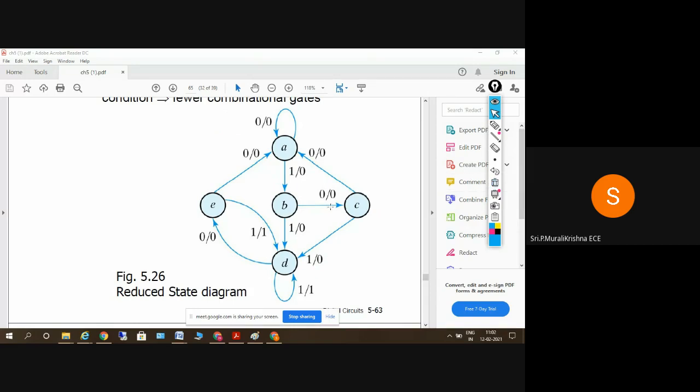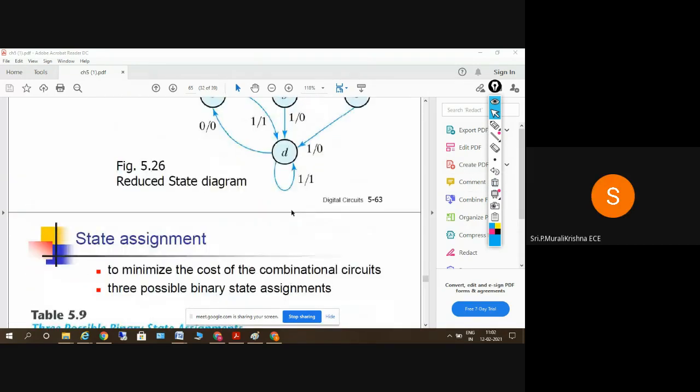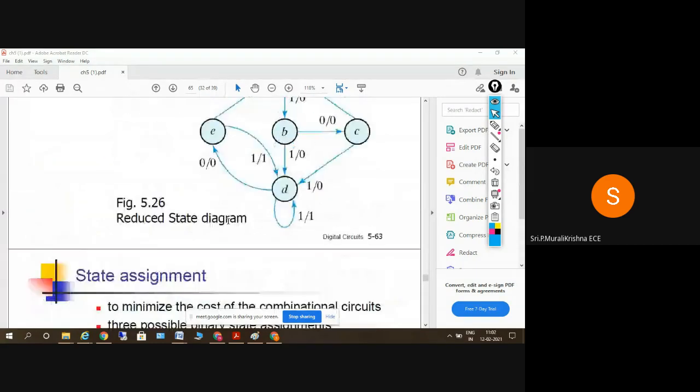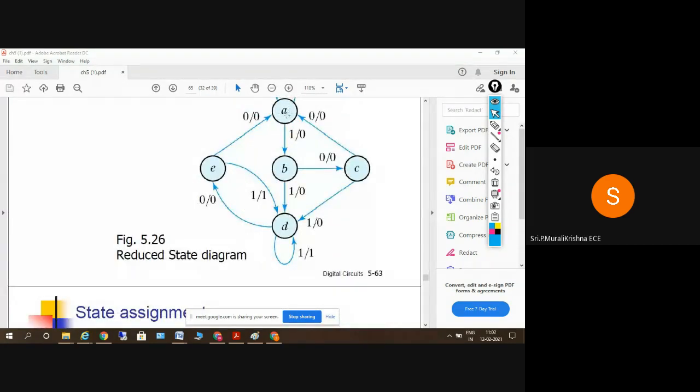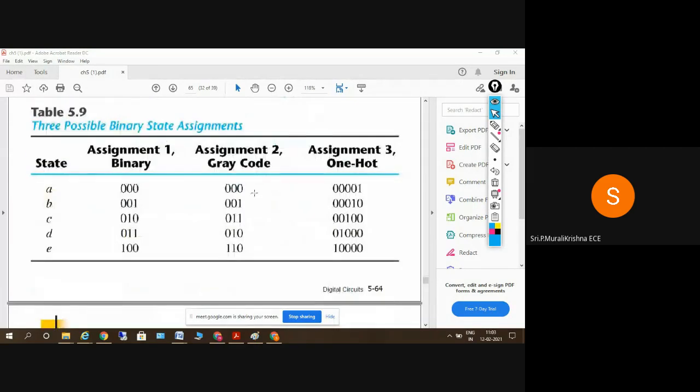And state assignment. State assignment is nothing but assigning binary values or any other values to these states here. That is a simple concept. We have A, B, C, D, E here, right? Those values are replaced with binary values: 000, 001, 010, 011, and 100.